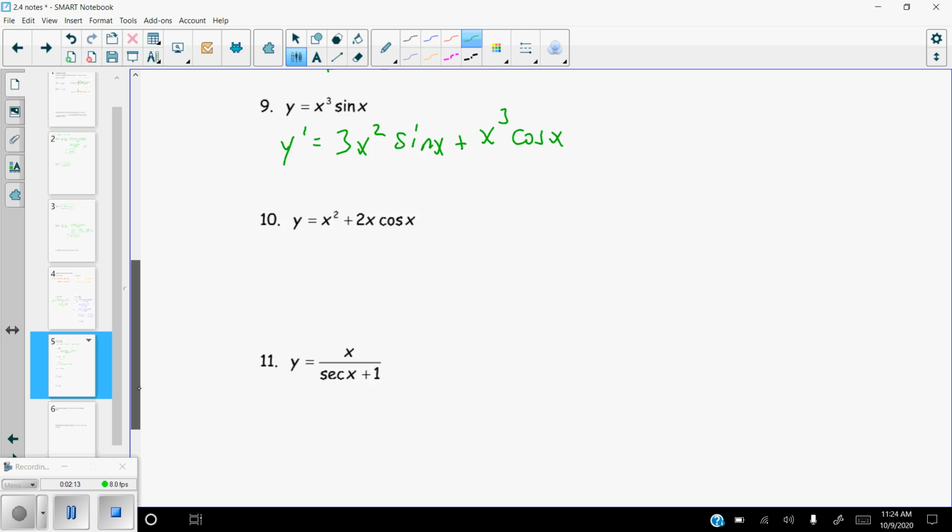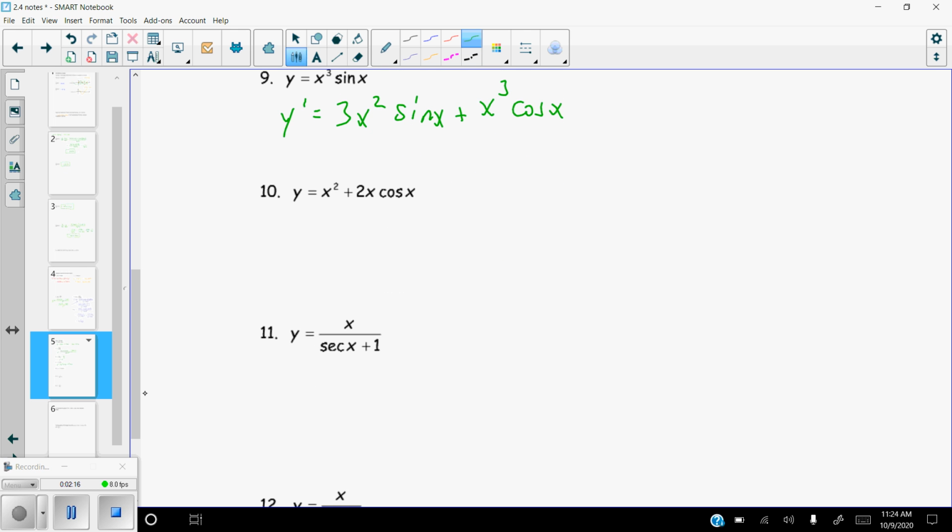In number 10, so I've got, first of all, the derivative of x squared, which is not attached really to the 2x cosine of x. It's just being added. So we're going to do those as separate pieces. So y prime will be the derivative of x squared, which is 2x plus. Now I have to perform the product rule. 2x cosine of x is a product. So the derivative of 2x is 2 times the second, cosine of x, plus the derivative of cosine of x, negative sine of x, times the first, 2x.